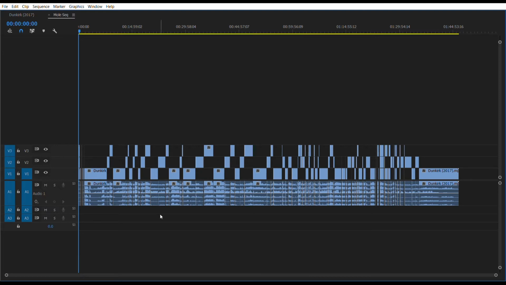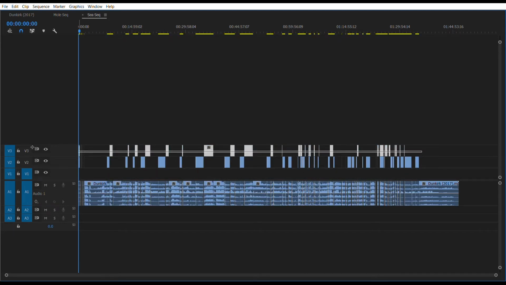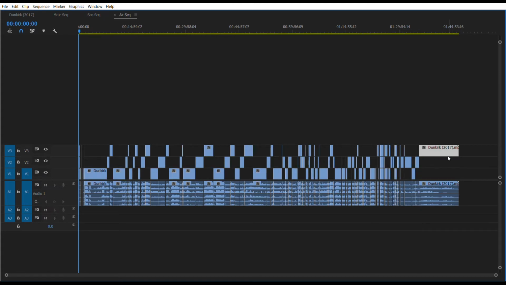As soon as I started analyzing these three narratives on their own, it became apparent to me that this wasn't really a war movie. So I checked on IMDb just to make sure what genre Dunkirk is listed in.